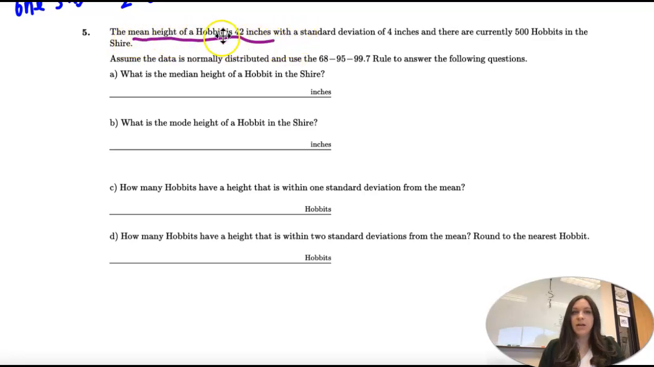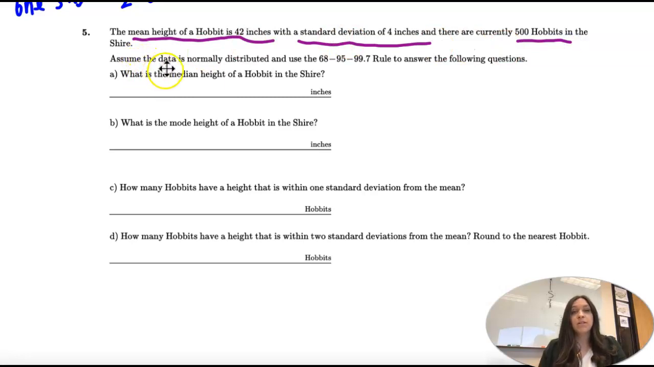Okay, the mean height of a hobbit is 42 inches. I underlined it because we definitely need to know what the mean is. With a standard deviation of 4 inches. And then there are currently 500 hobbits in the Shire.